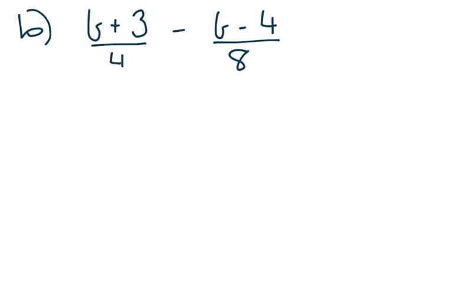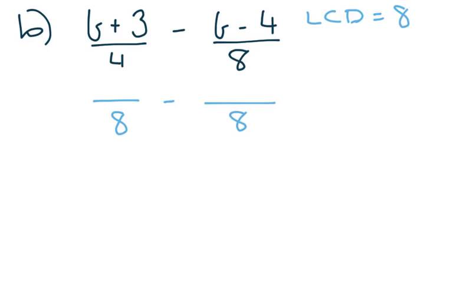Okay, so for the subtraction one, again, we have to have a lowest common denominator. So we look at the 8. The first number that 8 goes into is 8. Does 4 go into 8 evenly? Yes. So we put an 8 here, and then we write both of these fractions as something out of 8.